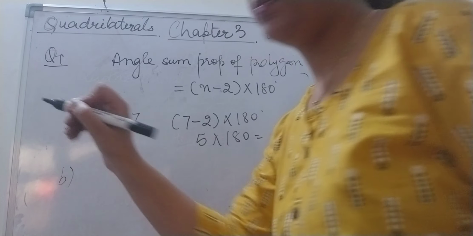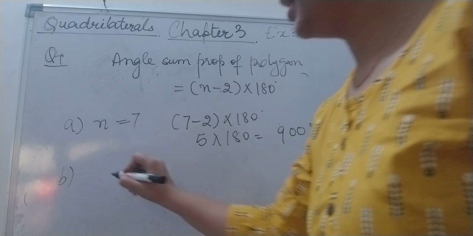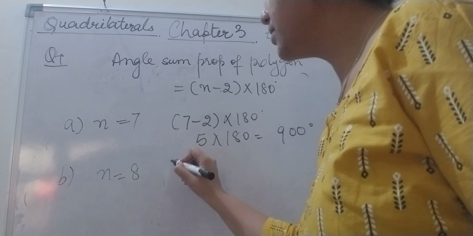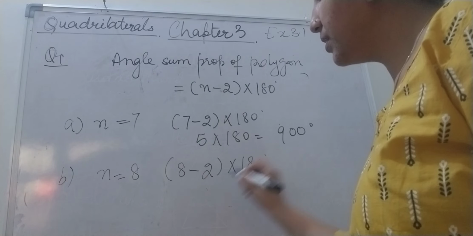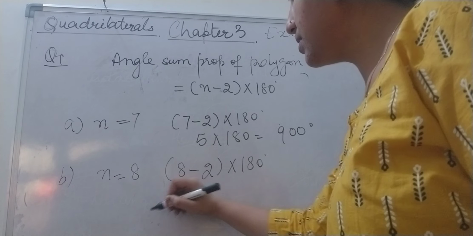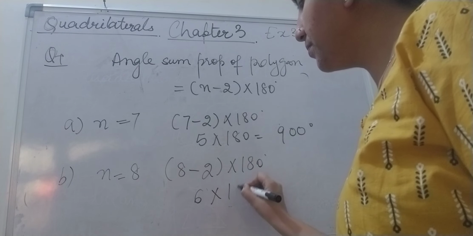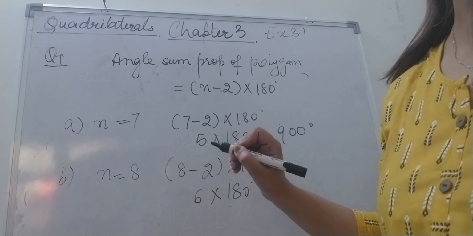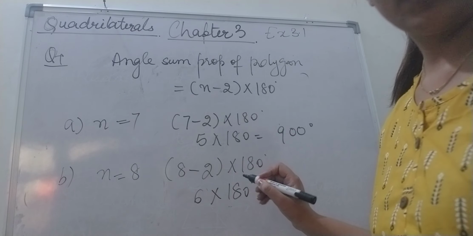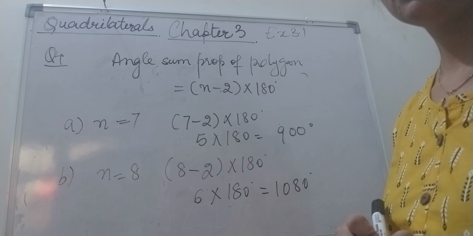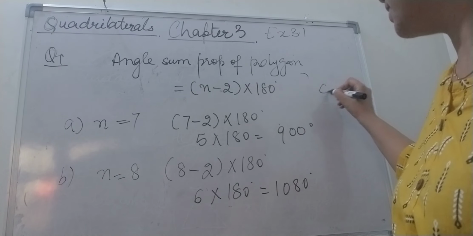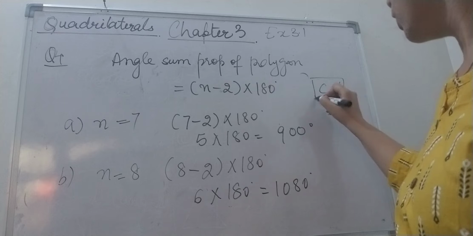Now B part, n equals 8. So again 8 minus 2 into 180 degrees, that is 6 into 180 degrees. Your answer is coming up to be 1080 degrees. So the remaining C and D parts will be your homework.